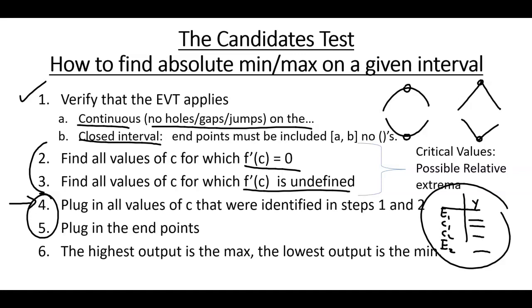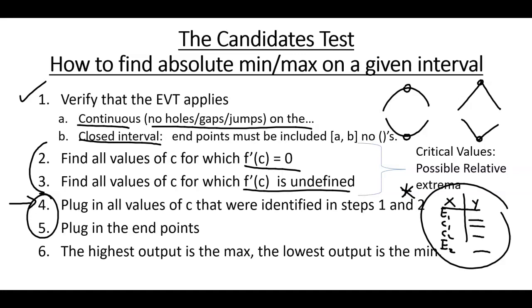A lot of times on the AP exam they'll say justify your answer. This is one of the only times where you don't really have to write a sentence to explain yourself. If you wrote this chart out, that is your explanation for why the max is the max and why the min is the min. I would add this to your notes if you haven't already, and just know that that's the candidate test. That's an important piece. The E stands for endpoints, and the C stands for critical values.